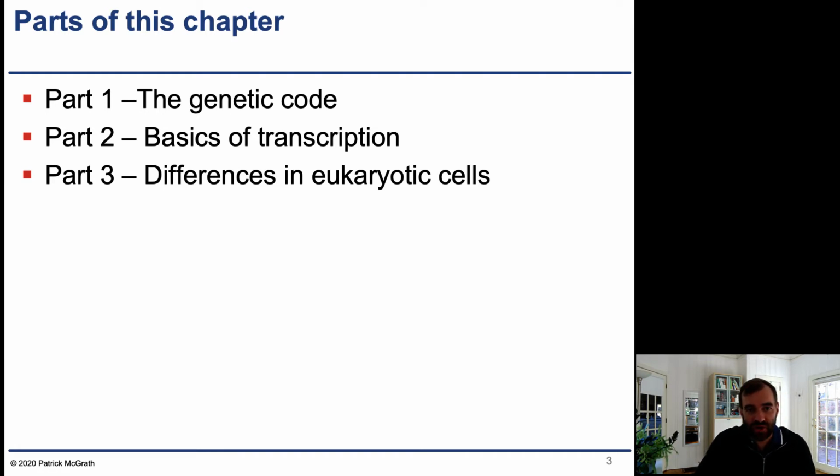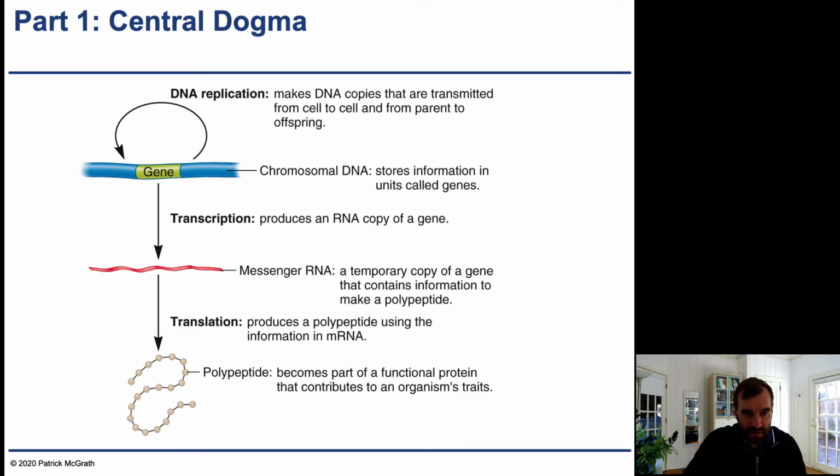We're going to break this lecture up into 3 different parts. The first part will be the genetic code, the second part will be the basics of transcription, and the third part will be differences in eukaryotic cells.